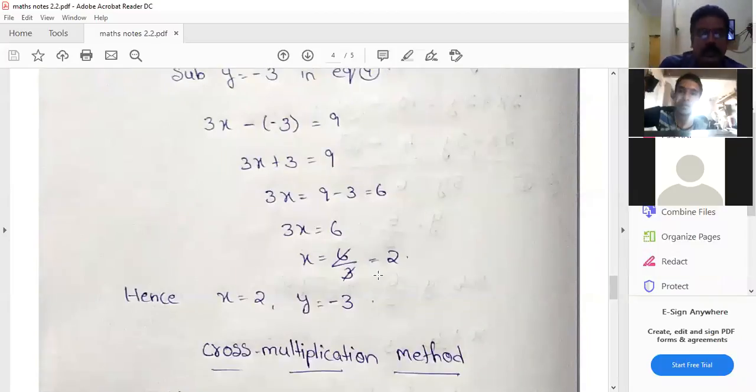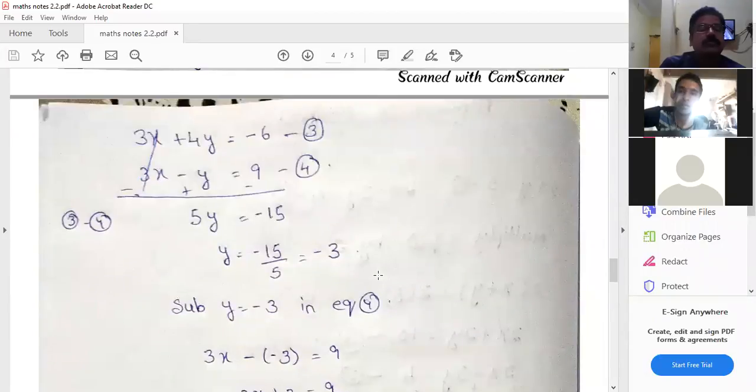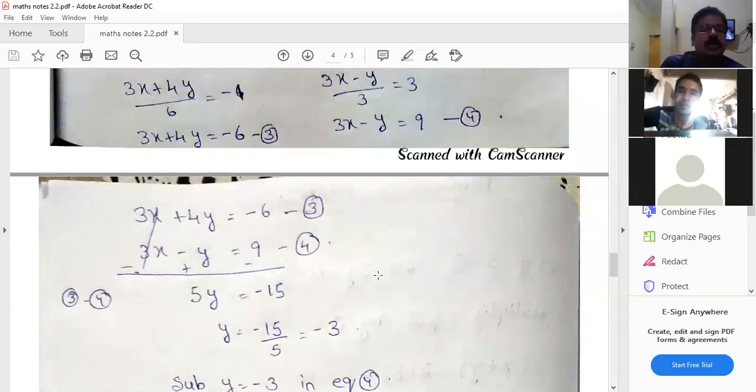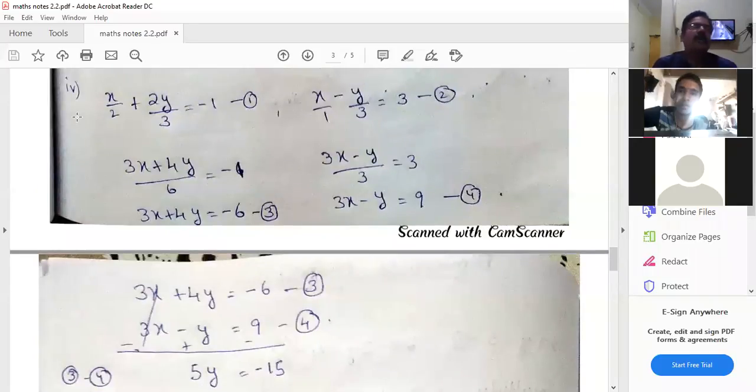Understand? Now you copy it. Starting onwards, I'm keeping 3.4 first bit, fourth sum, Amma. 3.4 first bit, fourth sum. Copy it.